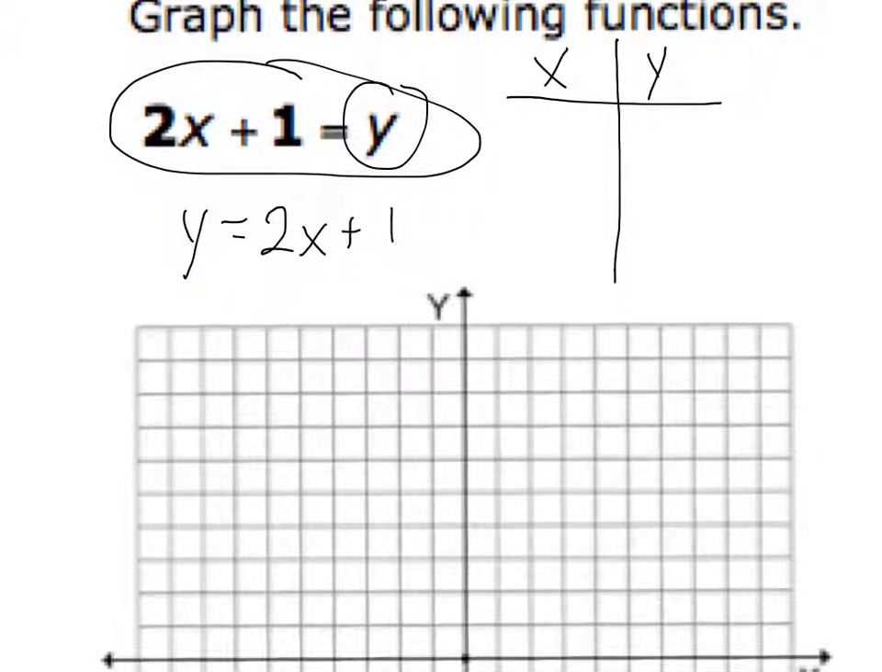Okay, but before we set up the table of values, I have a rather solid joke for you.